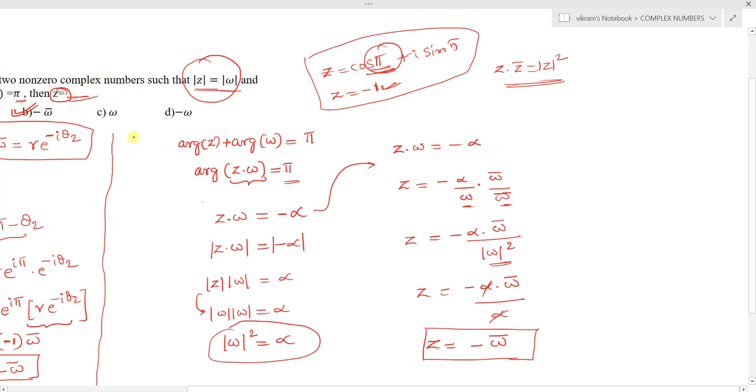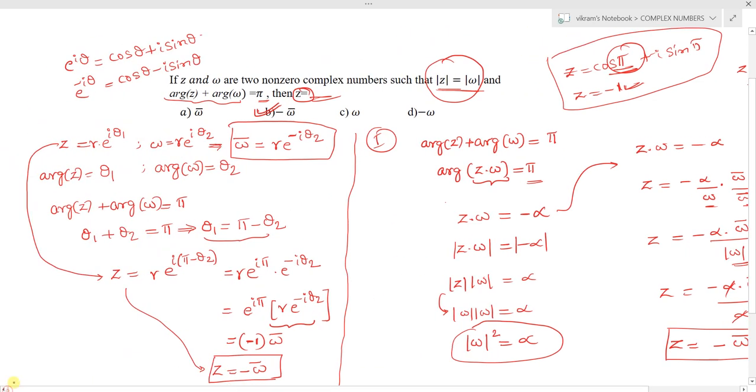So this is one method. Just before, we discussed another method, using Euler's formula. So this is another method. By using the two methods we can solve this, and we get the required result as minus w conjugate.